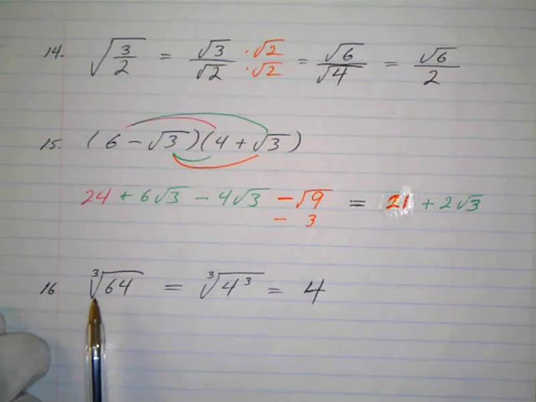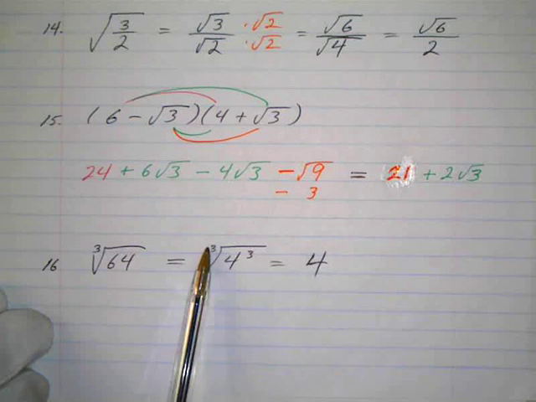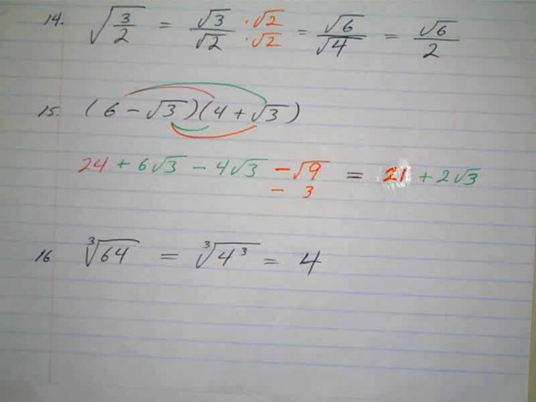All right. And then number 16, the cube root of 64. Well, 4 times 4 is 16 times 4 is 64. So that's the same thing as the cube root of 4 cubed. And that's just 4. So they'll simplify real nicely. Okay? So hopefully that makes sense.